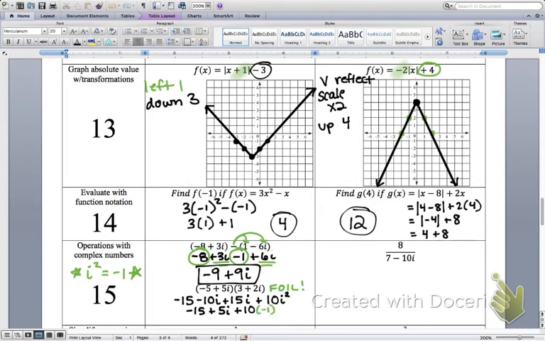We can substitute in -1 for i squared. I did it right the first time. So then we've got a -15 and a -10, which combine to -25, and then +5i.